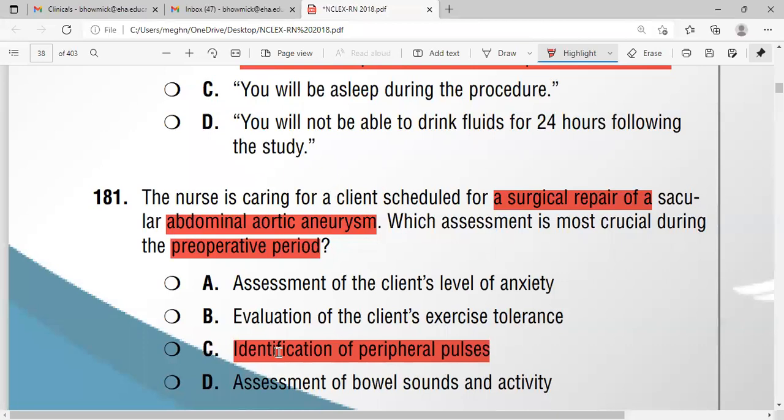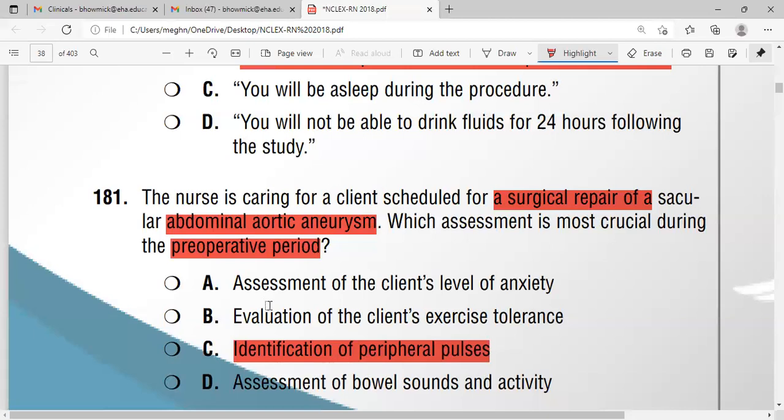Why is number C the answer? The most crucial, essential assessment for this client is the identification of the peripheral pulses, because the aorta is clamped during the surgical operation. And this decreases the blood circulation to the kidney and lower extremities. So I will check the peripheral pulses. The nurse must also assess for the return of circulation to the extremities. So also I need to palpate the peripheral pulses.